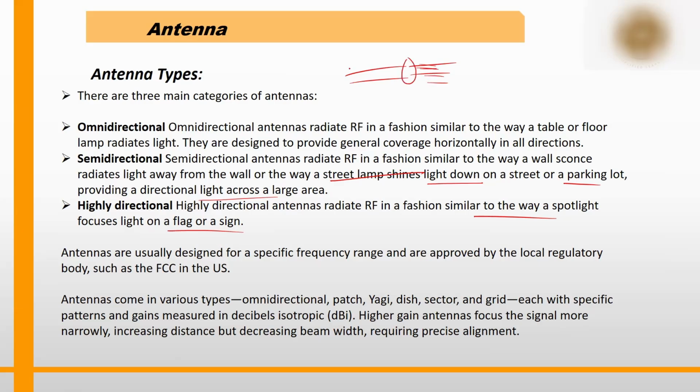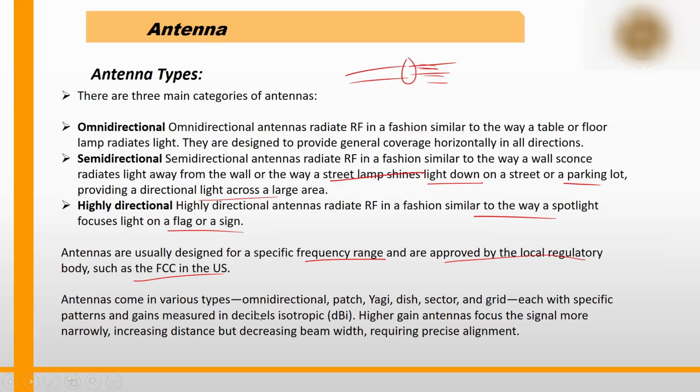Antennas are usually designed for a specific frequency range and are approved by legal regulatory bodies such as the FCC. I will show you, like the Wi-Fi Alliance, FCC. So all these things have to be registered. The manufacturers and vendors will register the device types. We will see that in the regulation chapter.